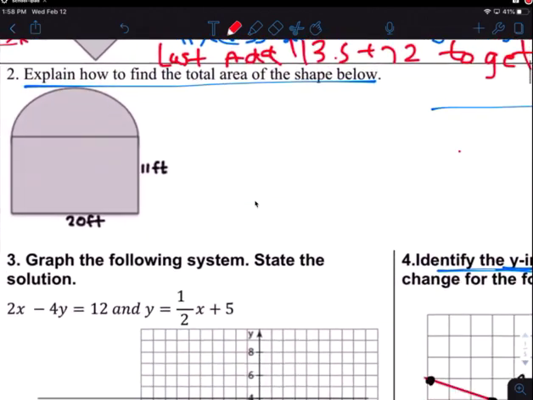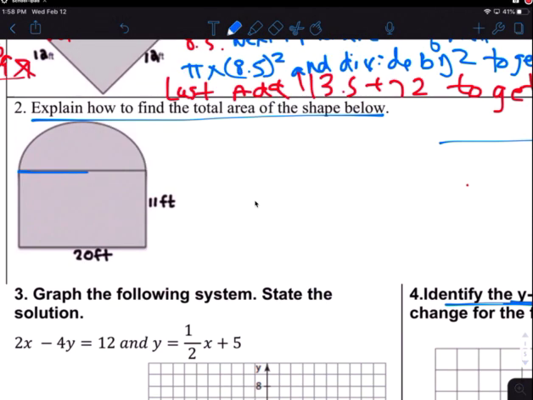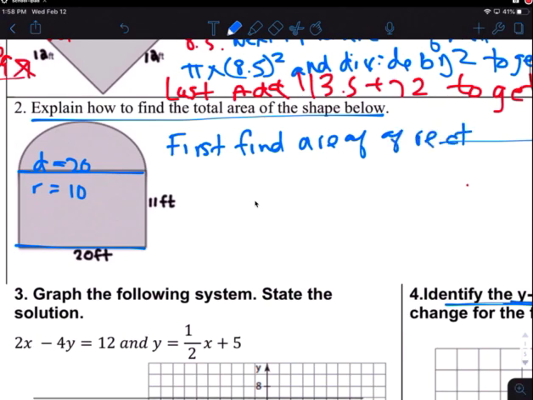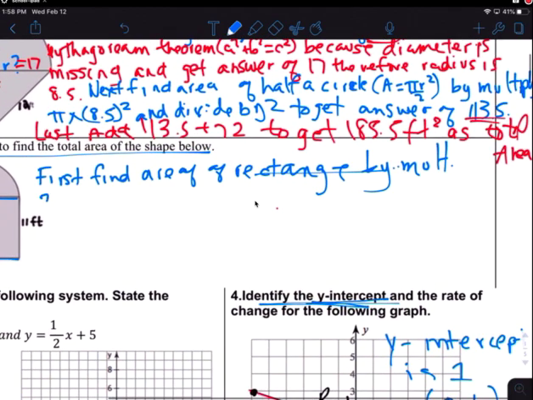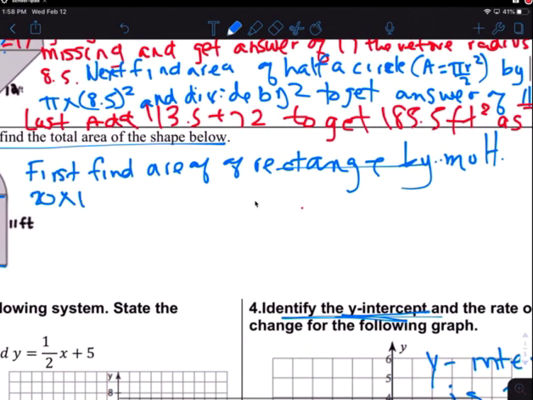Okay, you do the same here. Here, the only good thing is we have the diameter, the same length as here, it is 20, radius is 10, so we don't have to. First, find the area of the rectangle by multiplying 20 times 11 to get 220.